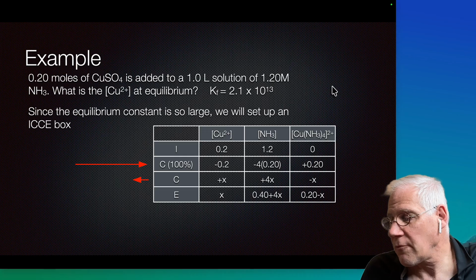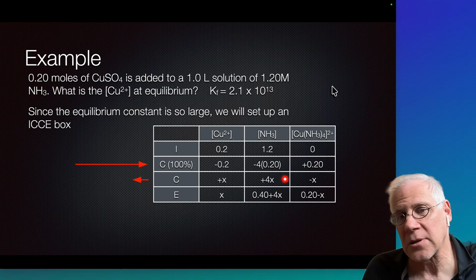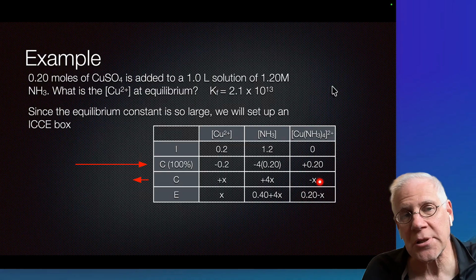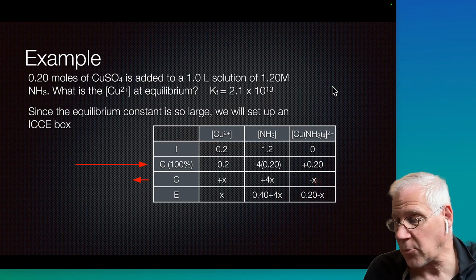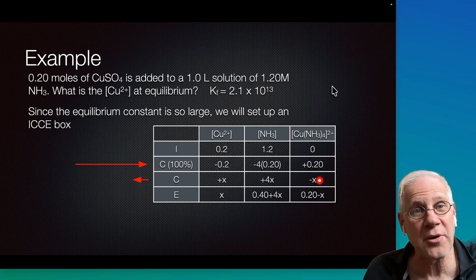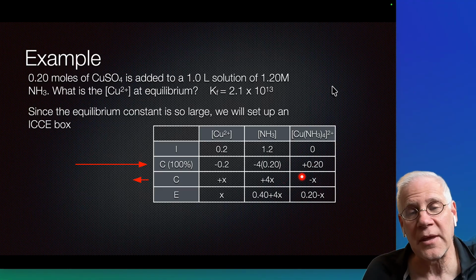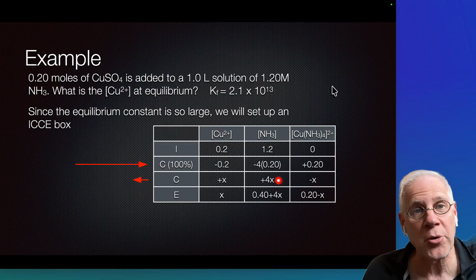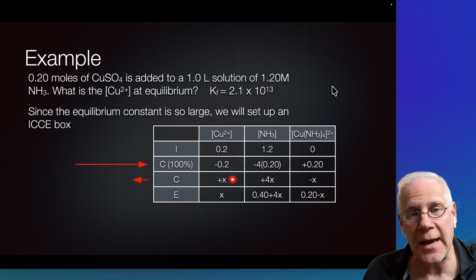So for my change, as this reaction comes back a little bit, I'm going to lose a little bit of my copper ammonia complex. How much? I don't know. I'm going to lose X amount of it, but X is going to be small here. For every one of the coppers I gain, I'm going to get 4 ammonias back. And so I'm going to have plus 4X, and then I'm going to get 1 copper back, so plus X.